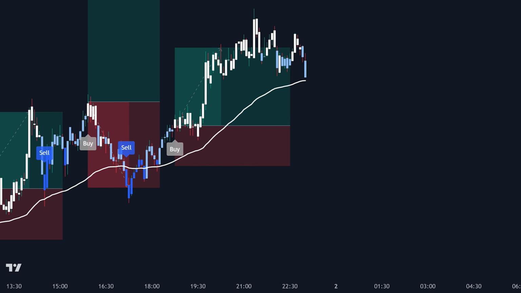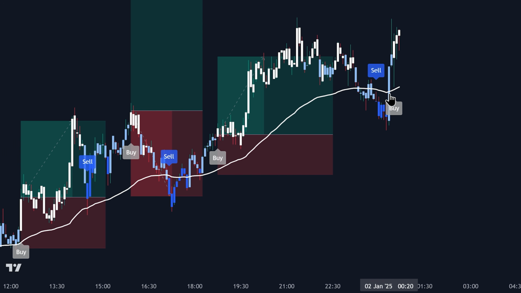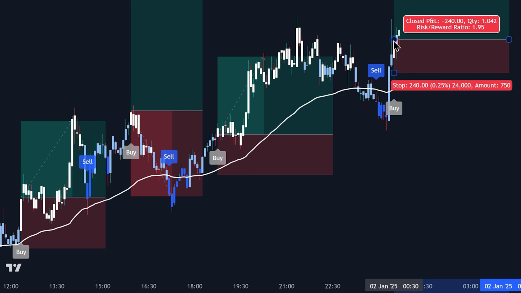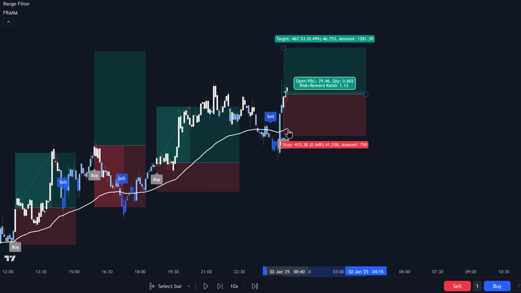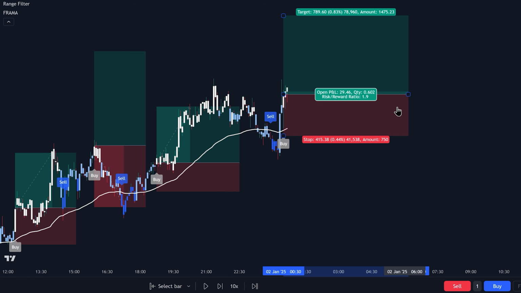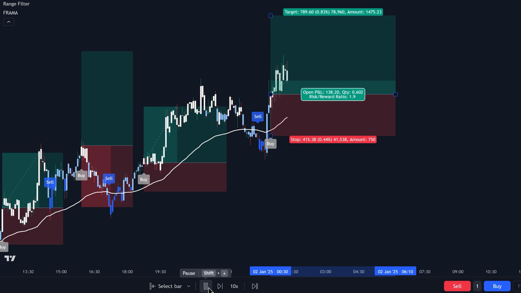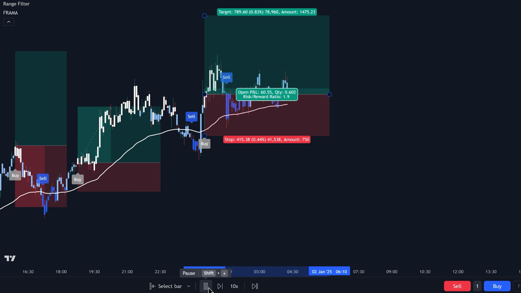We get yet another buy signal, and the price is once again trading above the FRAMA line, confirming the trade. Set your stop loss just below the FRAMA line and aim for a 1.9 reward to risk ratio. This trade also hits the take profit, adding another win to the strategy.